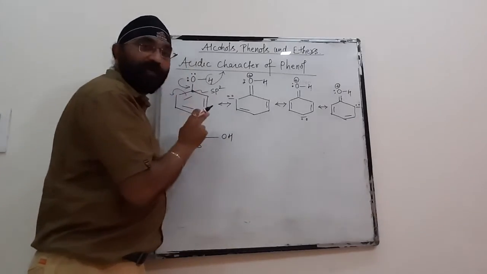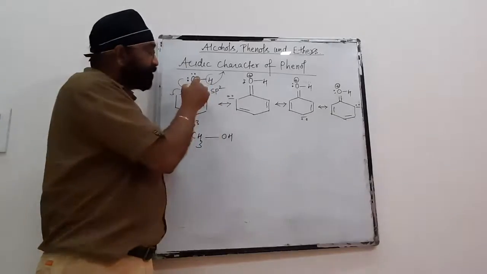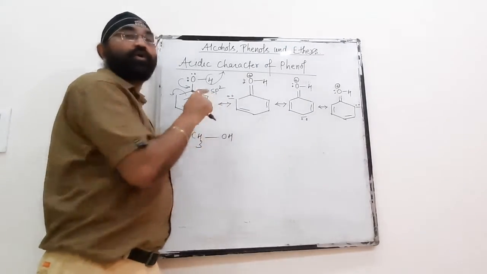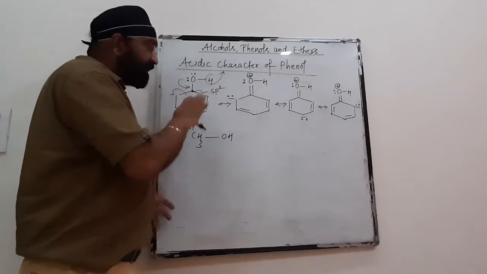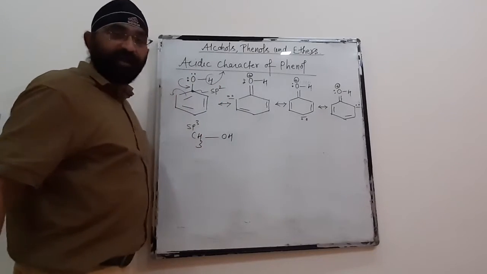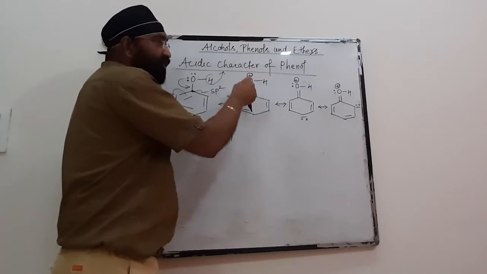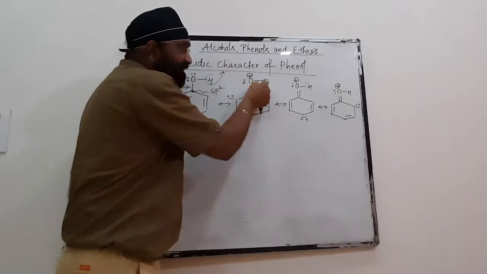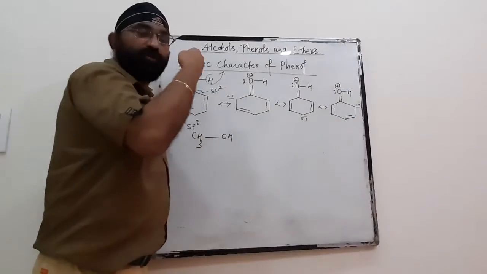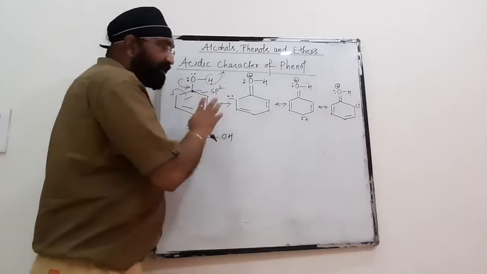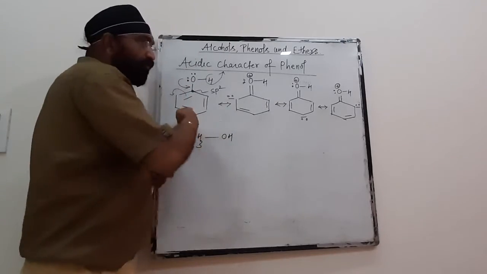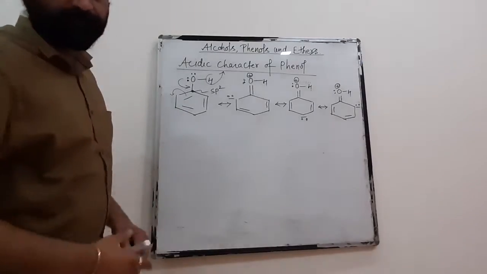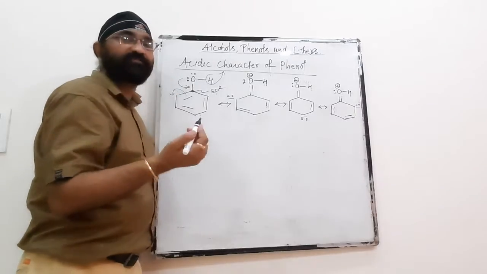Remember, phenols are always more acidic than alcohol because in phenol the carbon containing OH is in sp2 hybridized state, which is more electronegative. And second, as we discussed already, the positive charge on this oxygen due to resonance weakens the bond between O and H, which also facilitates the release of H plus ion. So from here we can say that phenol is a Bronsted acid, because it is giving H plus ion.